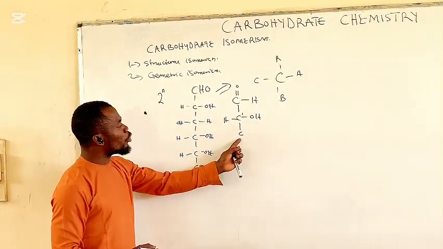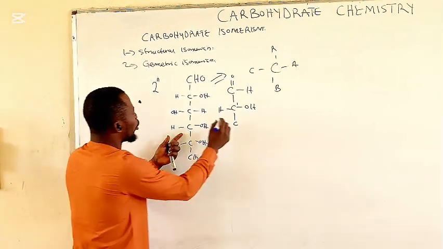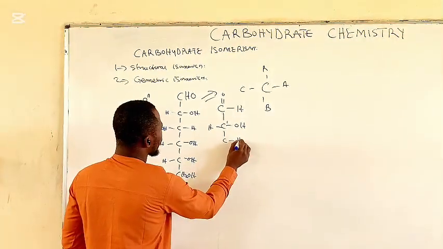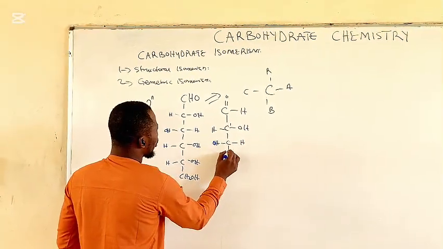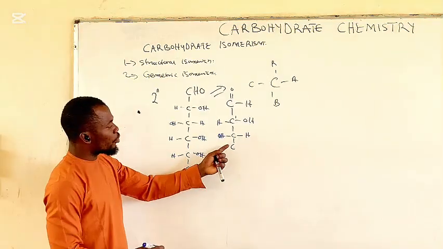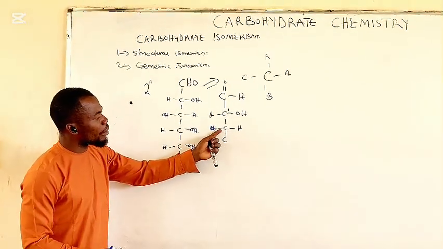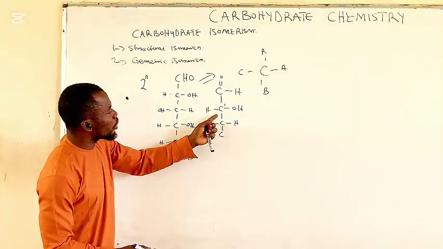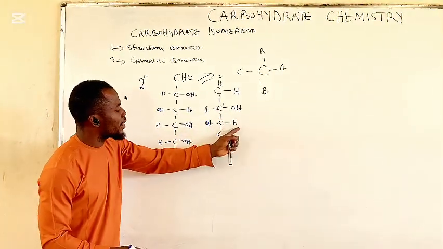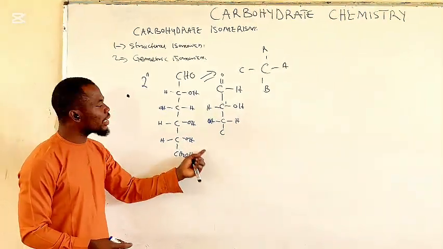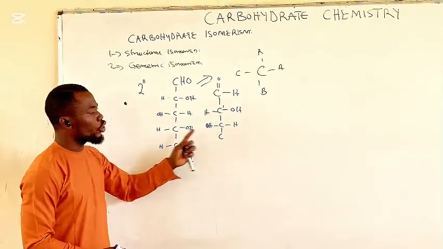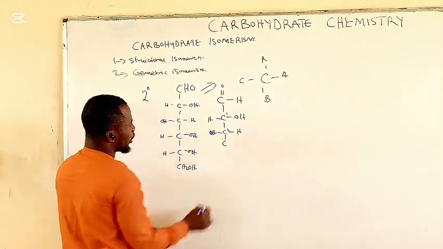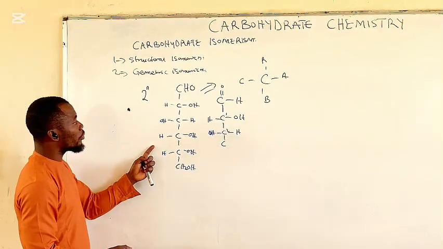Then let's look at carbon number 3. This is carbon number 3, with another carbon 4 here. Carbon number 3 is also an asymmetric carbon because the groups attached to it from the top, bottom, right and left differ. It has four different groups attached to it. So carbon number 3 is asymmetric. This is the second asymmetric carbon that we have in the structure of glucose.